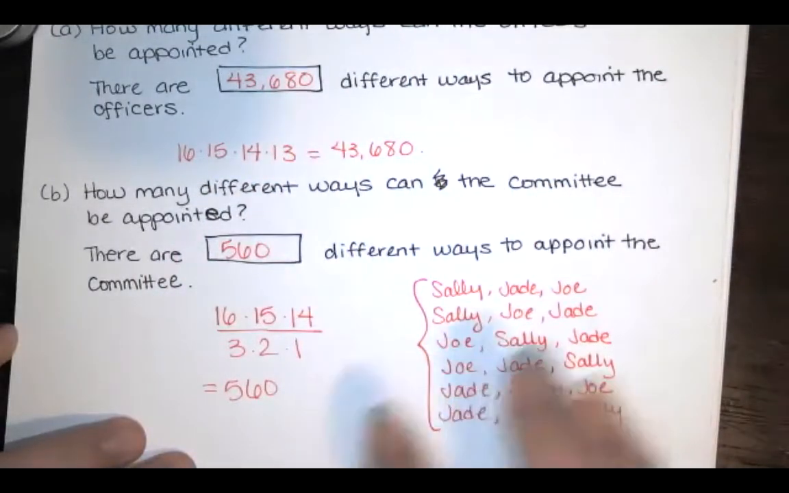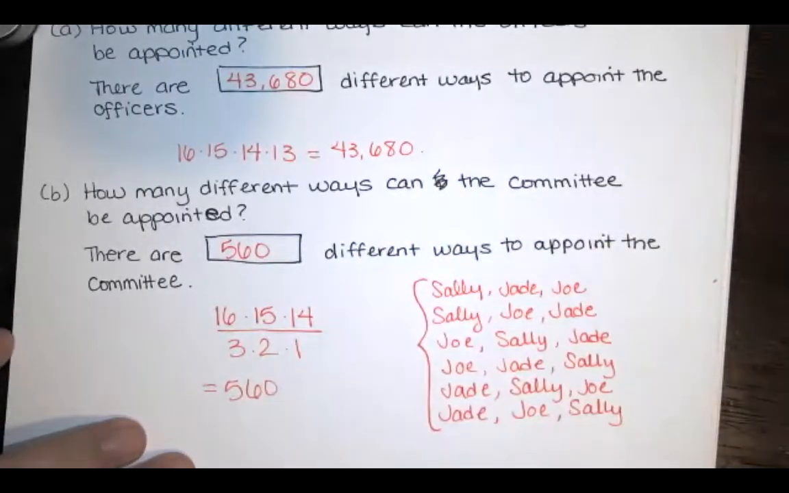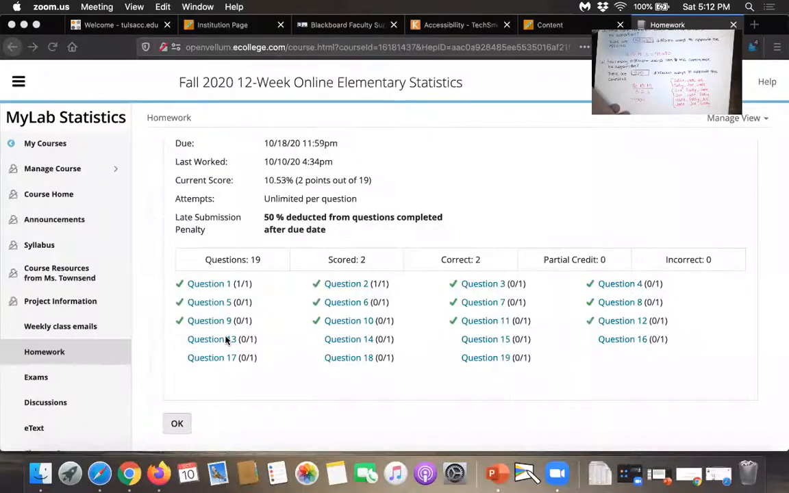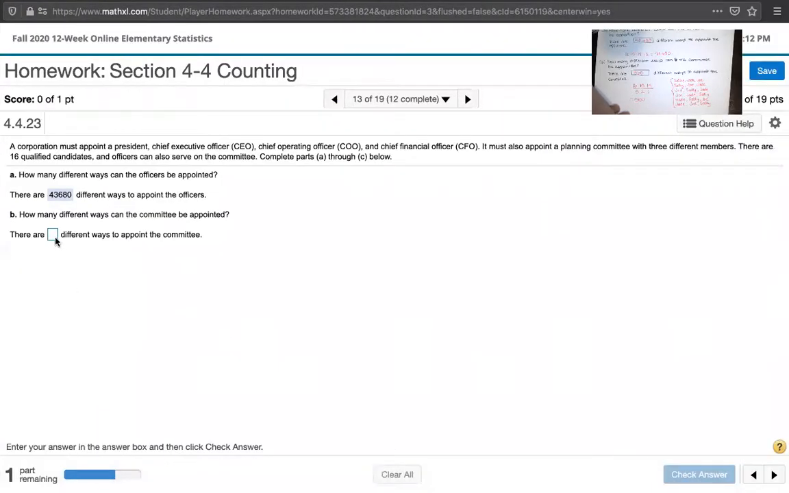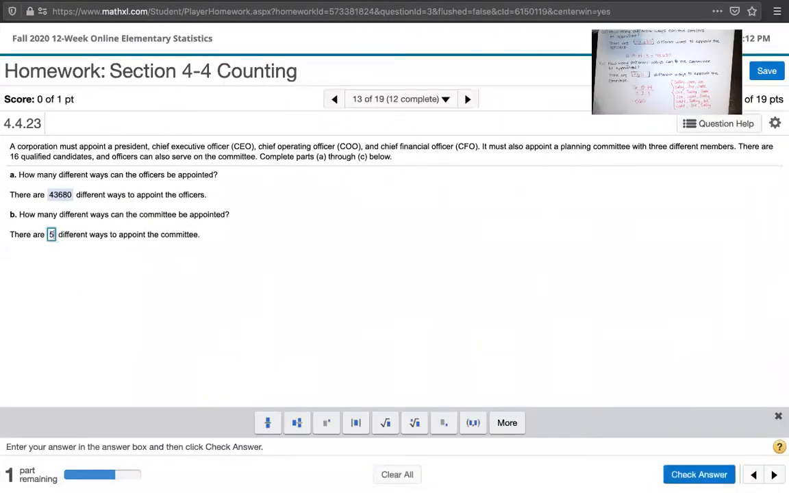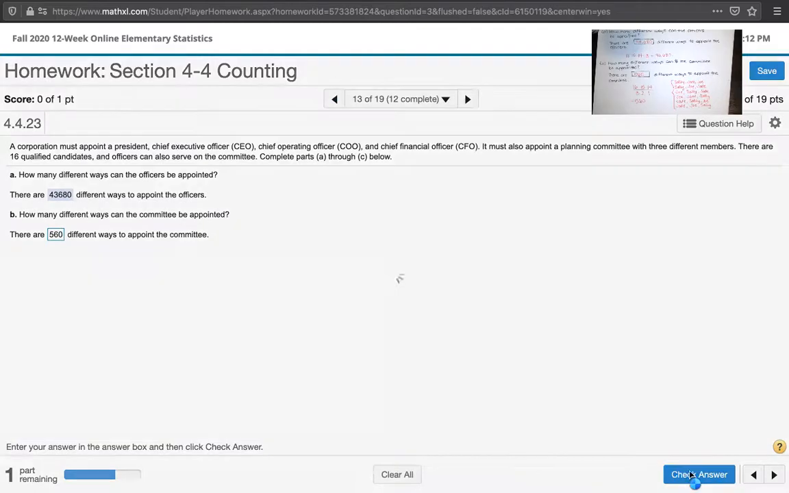Now this is the intuitive approach. We can also use the formulas. We'll come back to these problems using the formulas in just a moment. If you are a person that prefers not to use that intuitive approach, if you'd rather use a formula, we'll go over that in just a moment.